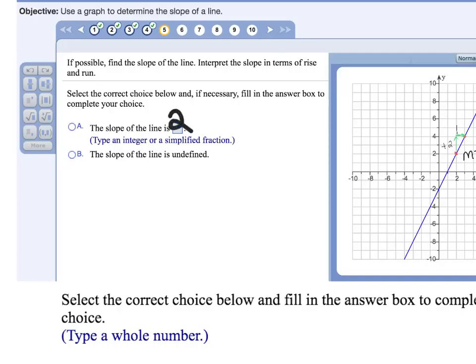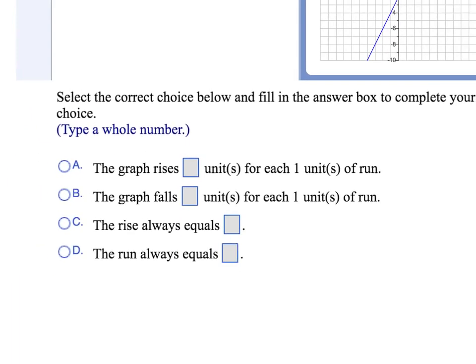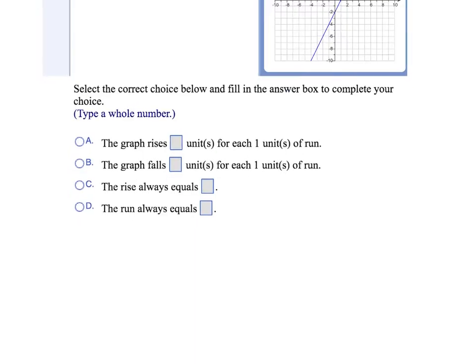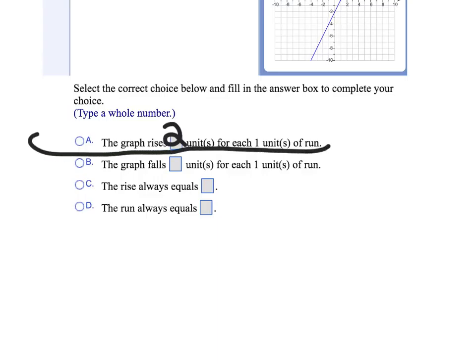Now, if we put 2 over 1, technically that would be right, but it would mark it wrong because they want a simplified fraction, and 2 is the simplified version of 2 over 1. And so when we look at that, what does this mean? Well, this means the graph rises 2 units for each 1 unit of run. So the answer is A, and you're going to fill in the number 2 right there.